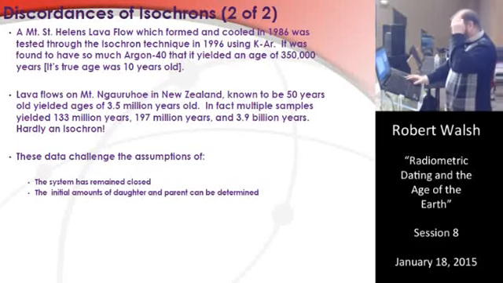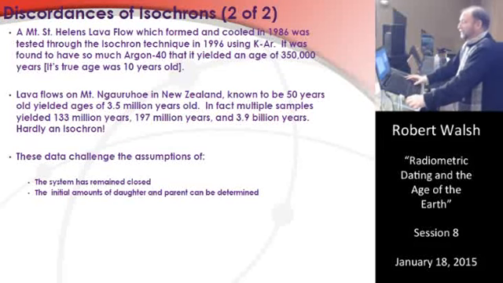Lava flows in New Zealand, known to be 50 years old, yielded ages of 350 million years. In fact, multiple samples yielded 133 million years, 197 million, 3.9 billion years, and so this is hardly an isochron. These data challenge the assumption that the system has remained closed, and that the initial amounts of daughter and parent can be determined, and I think that's the point. So the isochron method needs to be re-examined.